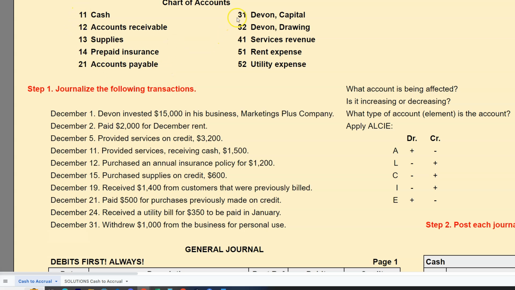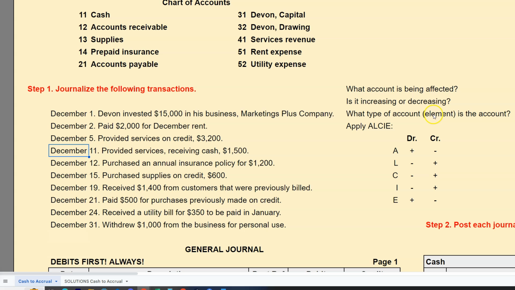So looking at this company, look at your chart of accounts and determine what account we would use for this revenue. We only have one revenue account here, services revenue, right? So there's one account that's being affected. And really the big thing to keep in mind here, provided services. That was my indicator that we get to record revenue. So revenue is increasing. We just performed the service. So revenue is going up.